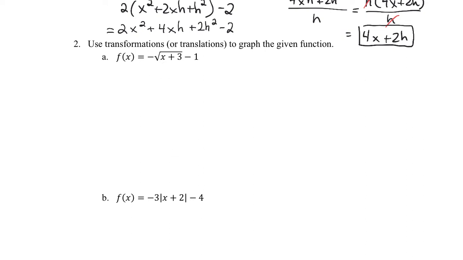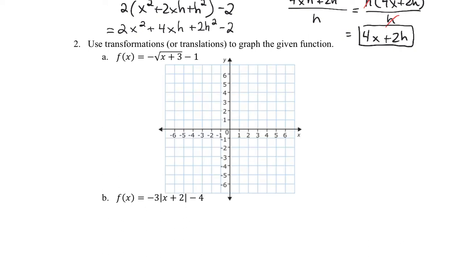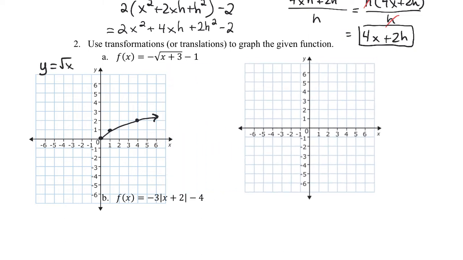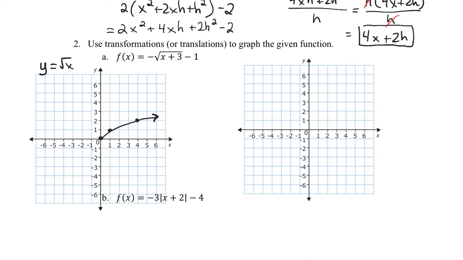The parent function of a square root graph, I'll do two graphs here. One's the parent function. So y equals the square root of x. Remember, it starts at 0, 0. So that's y equals the square root of x. If we graph one now that is negative square root of x plus 3 minus 1, what are the differences going to be?